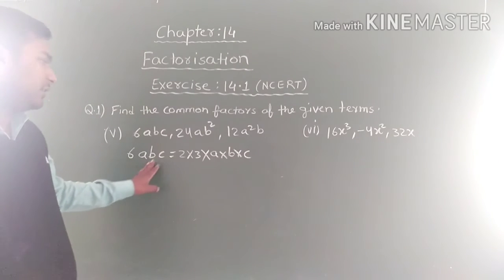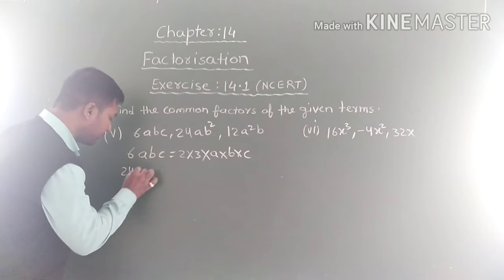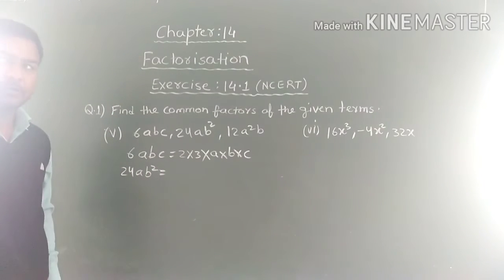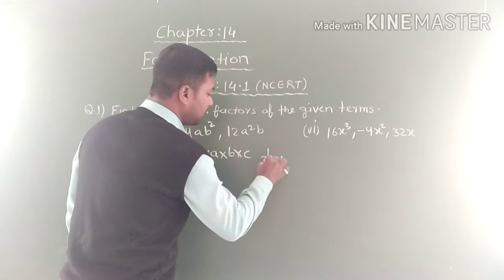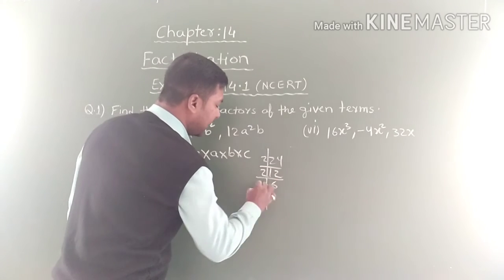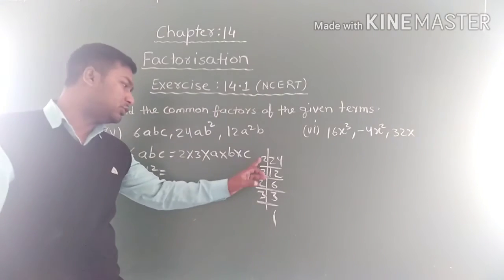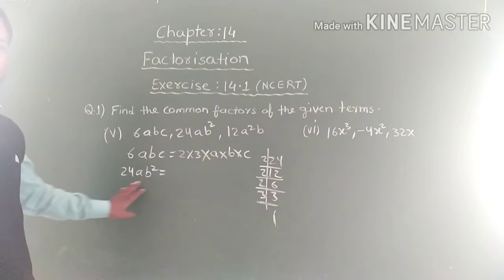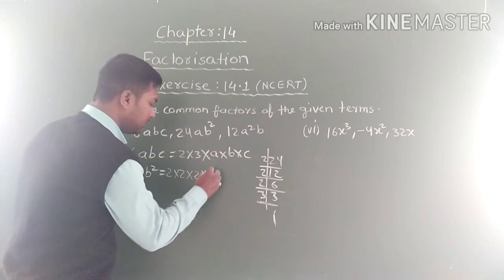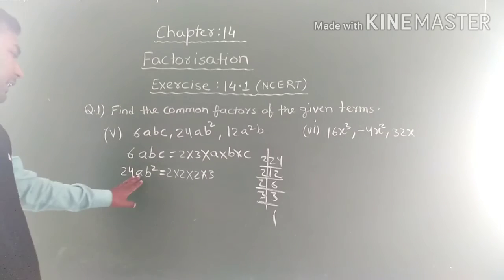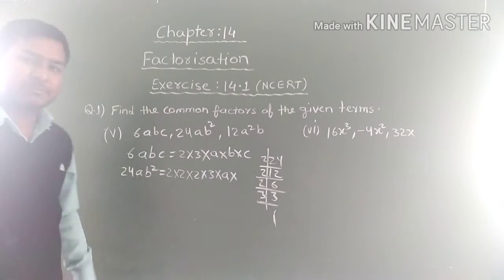Similarly, we have to find the factors of 24ab square. The factor of 24 will be, just find it here: 24, 12, 6, 3. The factor is 2 into 2 into 2 into 3. Directly we can write 2 into 2 into 2 into 3. And ab square is also given here, so write a and b square, that means b into b.